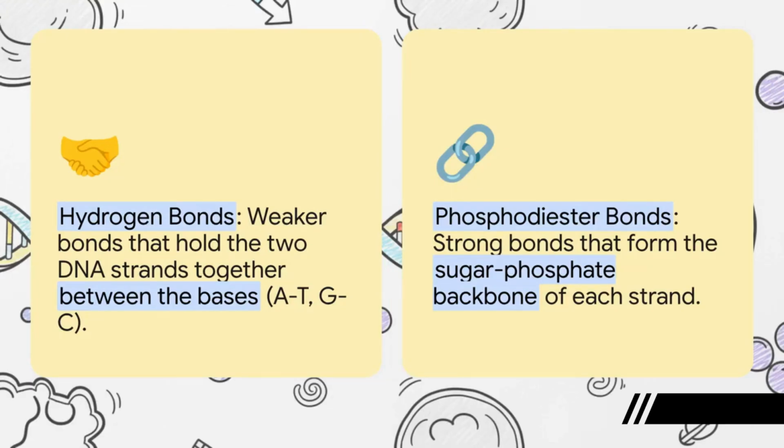Now, let's clear up another common point of confusion, the 2 types of bonds holding DNA together. First, you've got the weaker hydrogen bonds. These are the ones that form between the base pairs, kind of like the glue holding the 2 strands together. Then you have the super strong phosphodiester bonds. These form the backbone of each strand, linking one sugar to the next. The key takeaway: hydrogen bonds are between strands. Phosphodiester bonds are within a strand. Don't you dare mix those 2 up.